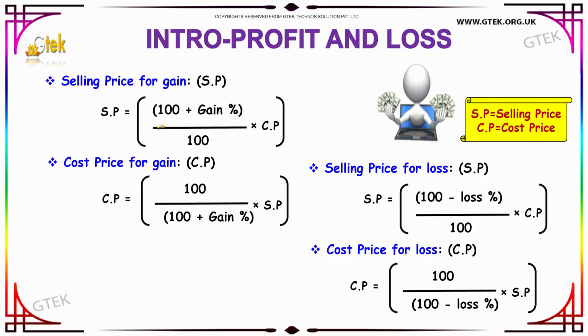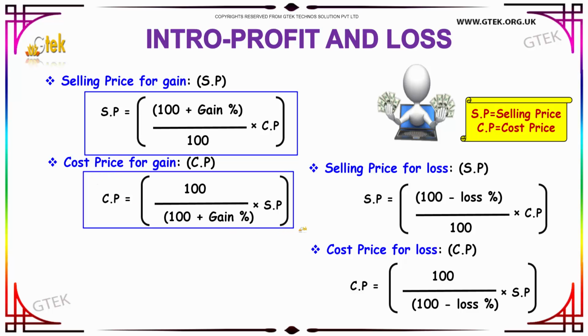We are going to see the formulas to find your selling price and cost price given your gain percentage and loss percentage. So, to find the selling price for a particular gain percentage, SP is equal to (100 plus gain percentage) by 100 into CP. The cost price for a given gain percentage is: cost price is equal to 100 by (100 plus gain percentage) into SP.